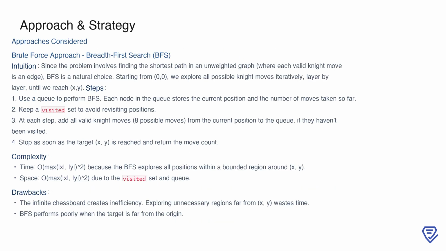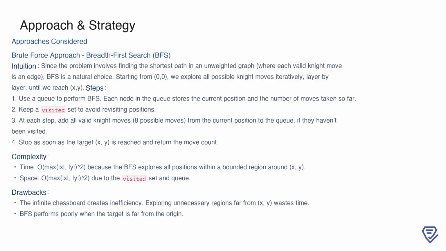To solve the problem of determining the minimum number of knight moves to reach a target position on an infinite chessboard, we first consider a brute force approach using breadth-first search, or BFS. This method is intuitive since the problem can be visualized as finding the shortest path in an unweighted graph, where each valid knight move represents an edge. Starting at the origin, which is 0, 0, we explore all possible moves layer by layer using a queue, ensuring that we keep track of visited positions to avoid redundant calculations.